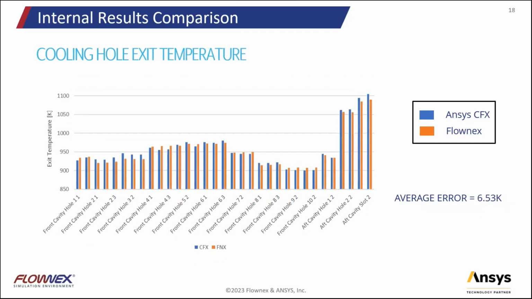If we look at temperatures, you can see these are film cooling hole exit temperatures. Across the board, the temperatures also show relatively good agreement. In some cases, the temperatures are higher or lower. These are predominantly due to heat transfer coefficients that are slightly incorrectly predicted or slightly different between Flownex and CFX. But again, across the board, we see relatively good agreement, not only in the trend, but also in the absolute values. In this example here, we see about 6.5 Kelvin difference on average across all of the different film cooling holes.